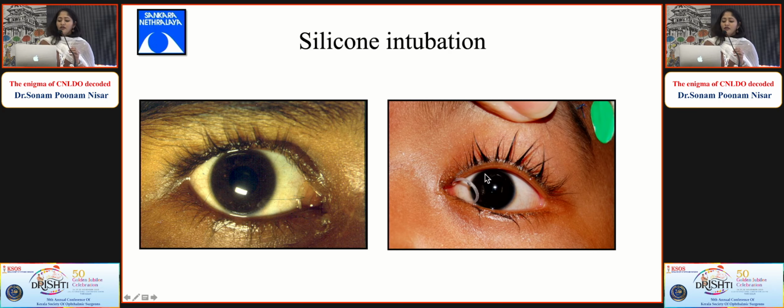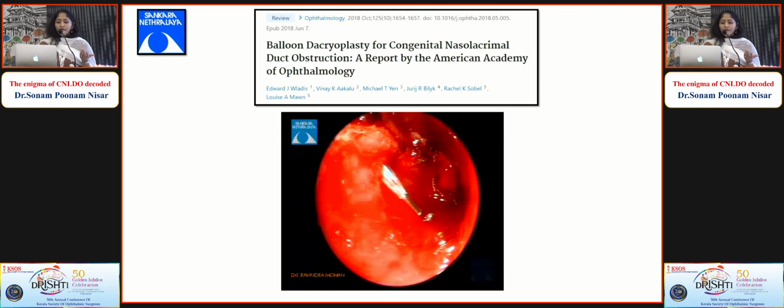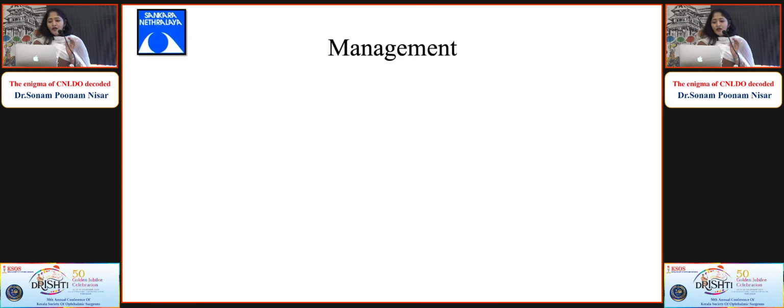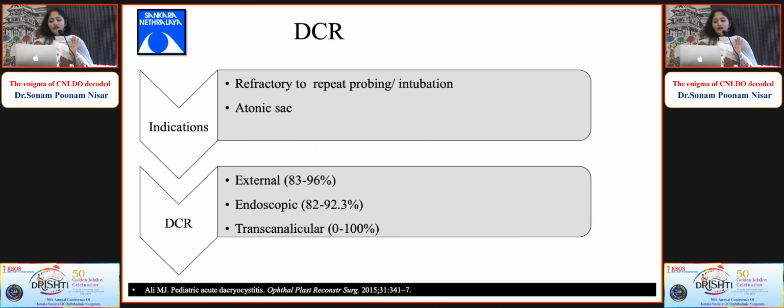This is very common in children, and this is called spaghetti syndrome because the tube keeps popping out from the caruncle area. Balloon dacryoplasty also has been recommended if your probing and syringing fails. The success rates are very variable, and I don't have any personal experience with that. But if everything fails, then we finally resort to a DCR, especially in case of an atonic sac and where probing, intubation or dacryoplasty has failed.